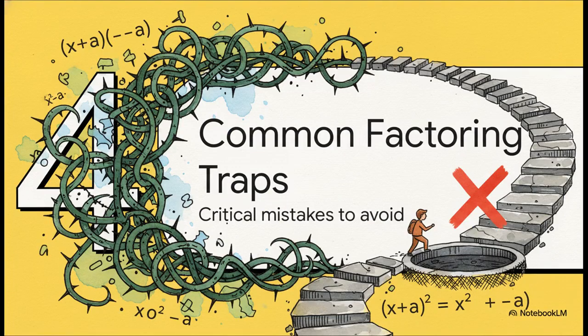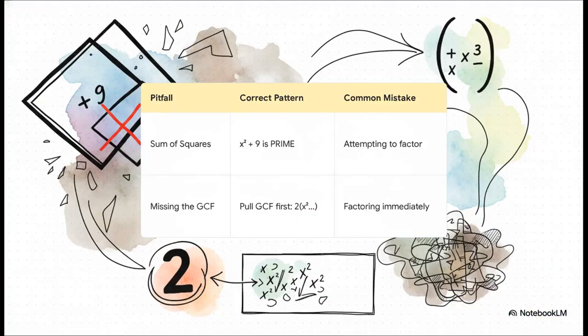So we've covered the main ways to factor, but knowing what not to do is just as important. Let's look at a couple of common traps that can really trip people up so you can learn to sidestep them right from the start. Let's look closely at these 2 common pitfalls. First, the sum of squares.